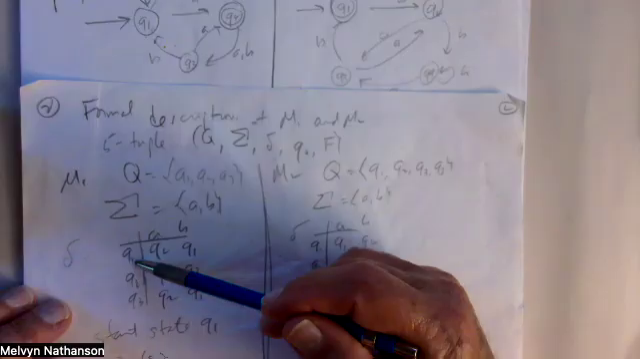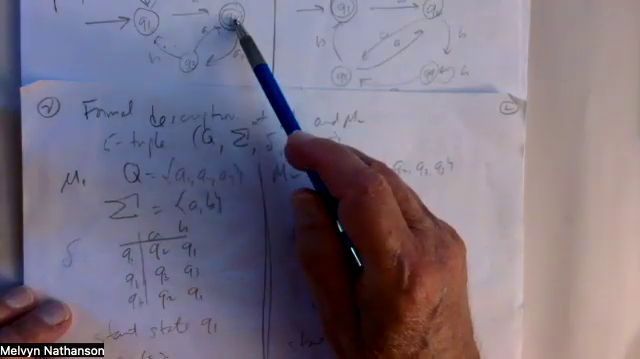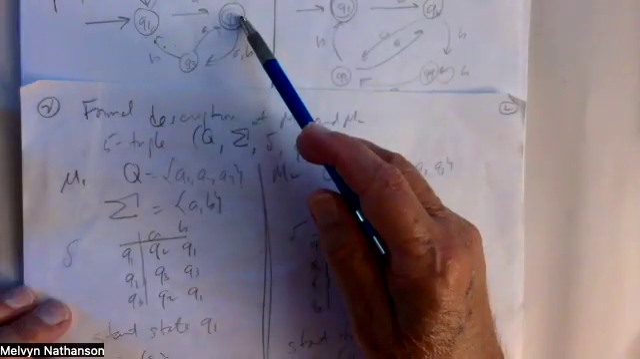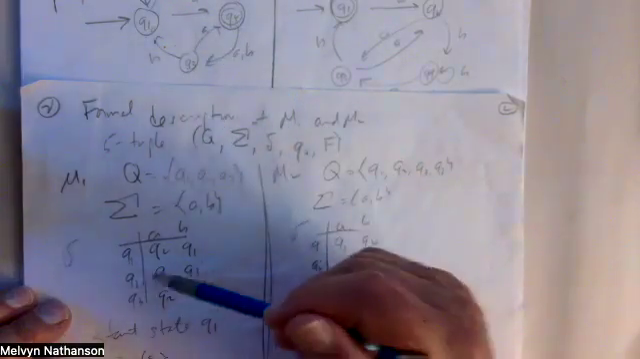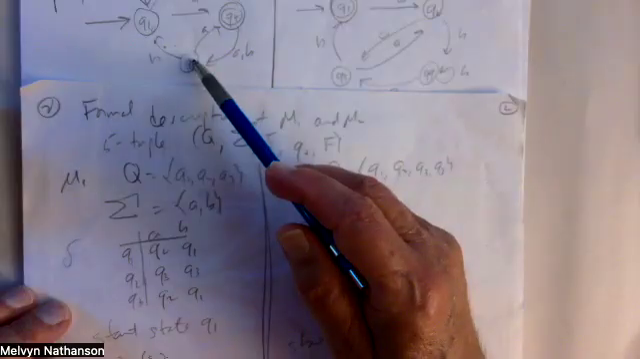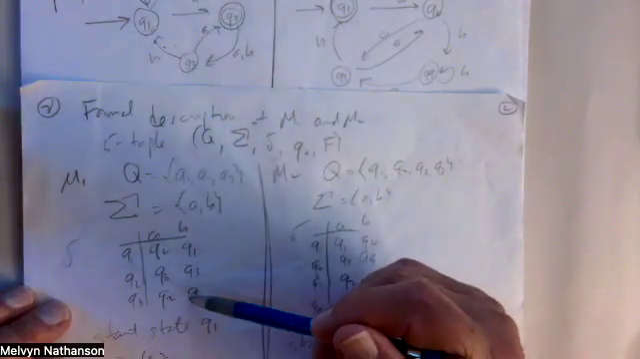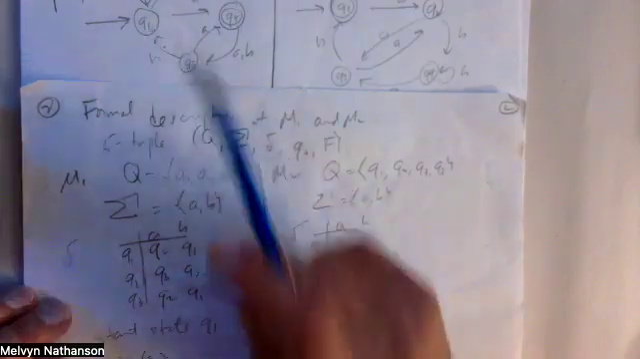If you're in state Q1, A sends you to Q2 and B sends you to Q1. In state Q2, A and B both send you to Q3. In state Q3, A sends you to Q2 and B sends you to Q1. The start state is Q1 and the set of accept states is just Q2.